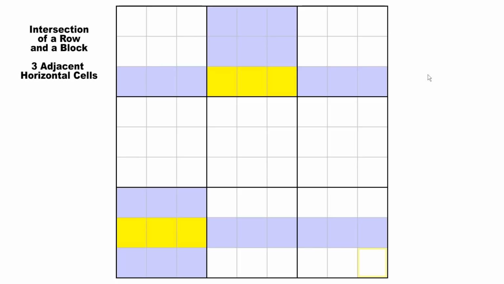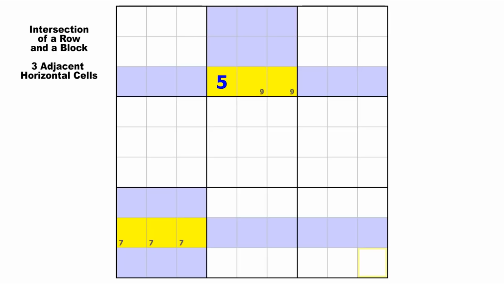Up here we have the intersection of row 3 and block 2. And down here we have the intersection of row 8 and block 7. In each case, the 3 adjacent yellow cells are the intersection cells. Each group of 3 cells lies in 2 houses at the same time. Those 2 houses overlap to form a 3-cell intersection. So the first condition for locked candidates is that there must be 2 or 3 instances of the same candidate in one of these 3-cell intersections.